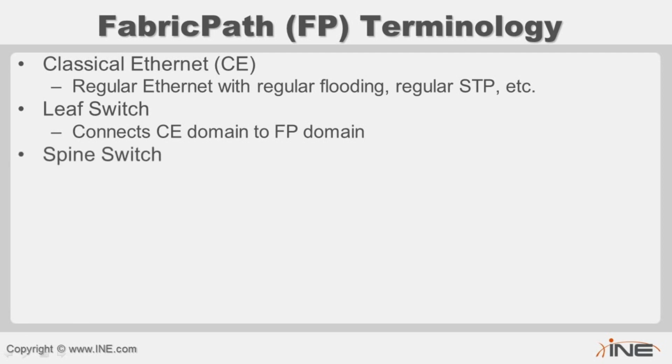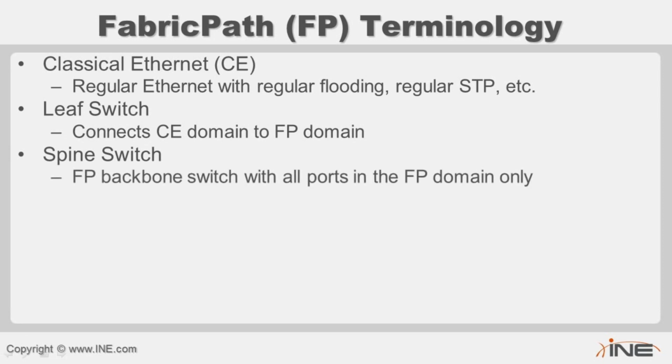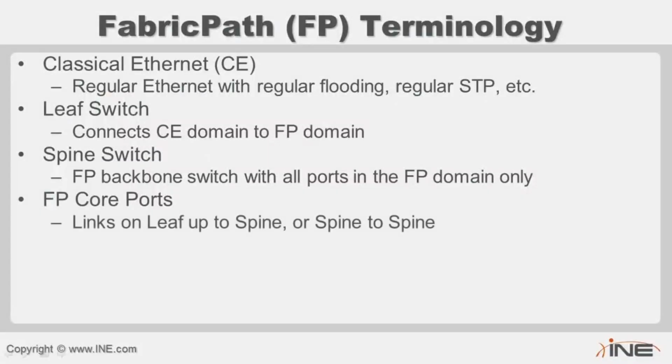We then have what's known as the spine switch, which is essentially a core switch in the backbone of the FabricPath domain. And the idea here is that it only has ports that are within the FabricPath network, as opposed to the leaf switch, which is going to have ports both in the classical Ethernet domain and in the FabricPath domain at the same time. So the leaf switch is kind of like the edge switch. The spine switch is going to be what's in the core. We then have what's considered as the FabricPath core ports. These are the ones that are either going from the leaf switch up to the spine, or from the spine switches to each other.